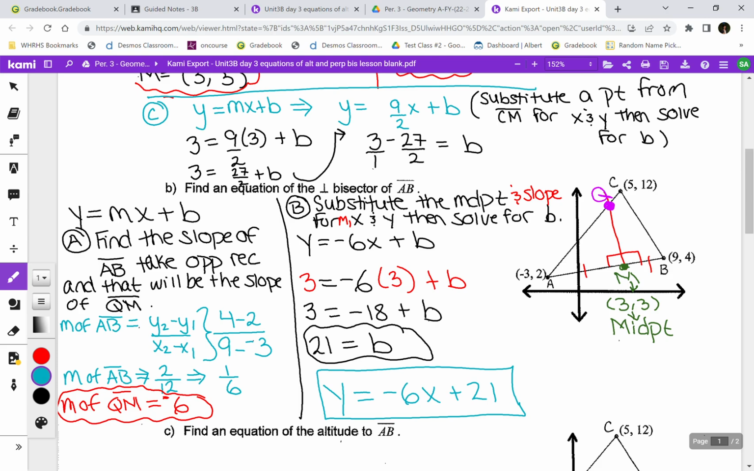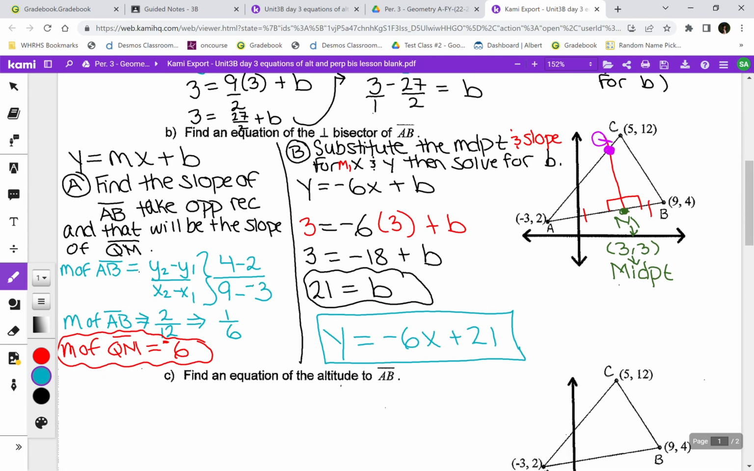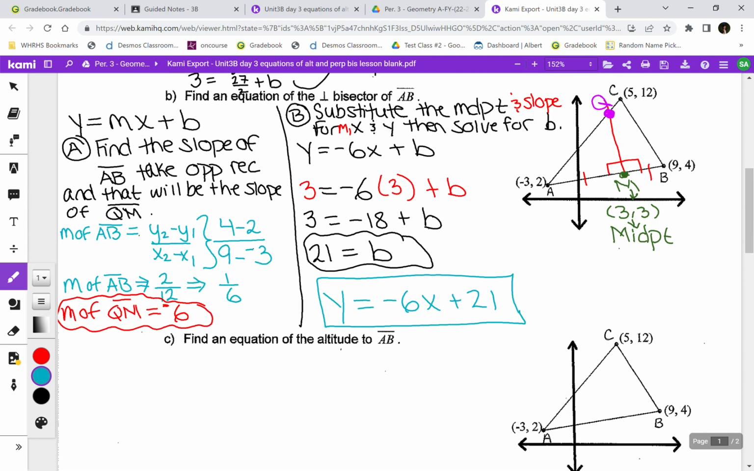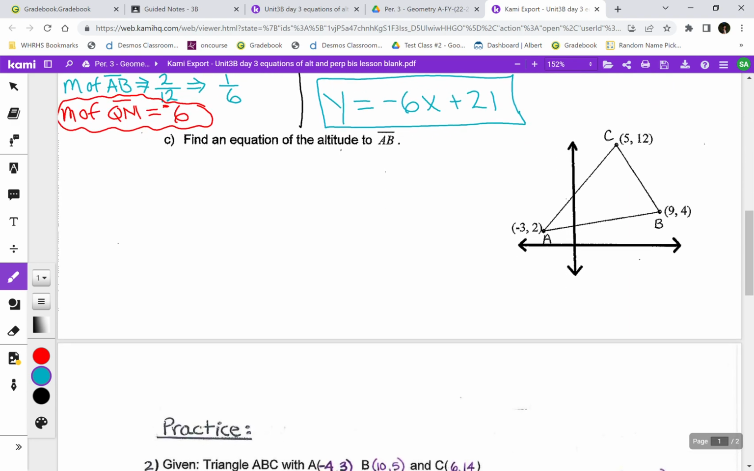And the last part of this 3-part problem will be worth a lot of points, by the way. Can I go on? All right, find the equation of the altitude to segment AB.